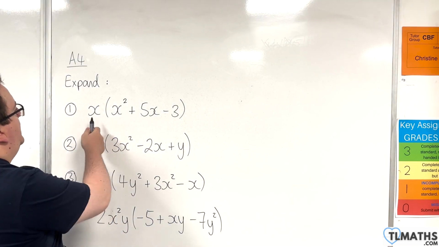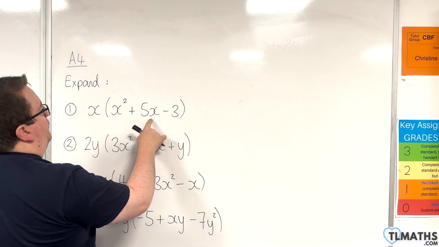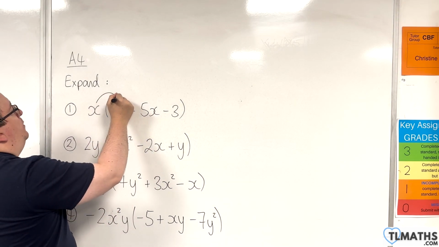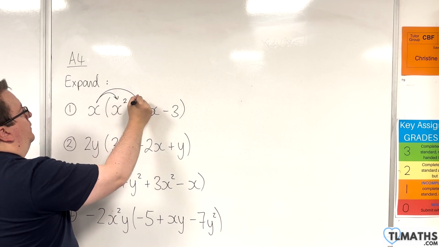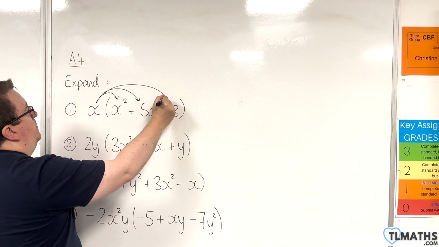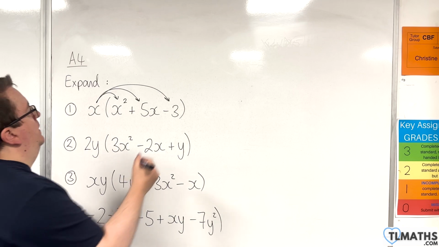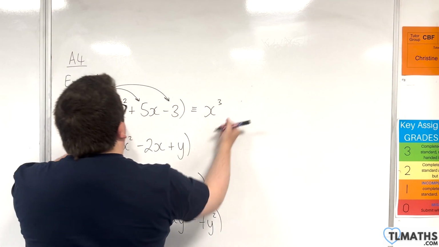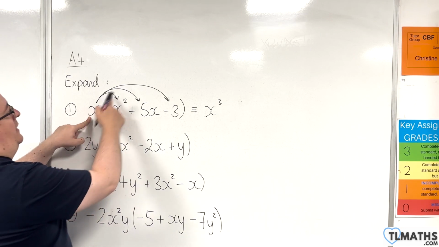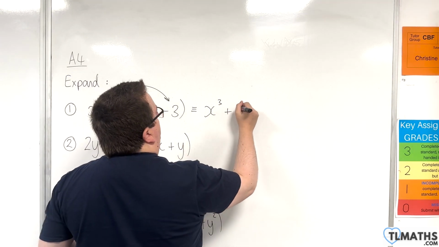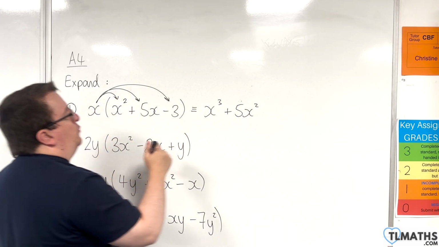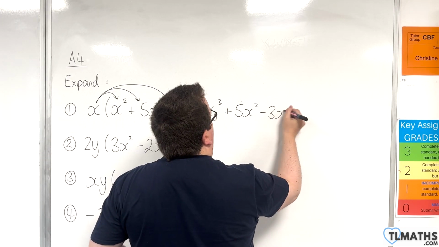We have x on the outside, and then we have x squared plus 5x take away 3 on the inside. So the x needs to multiply with the x squared, the 5x, and the minus 3. So we'll have x times x squared, which is x cubed. We have x times 5x, which is 5x squared. And then x times minus 3, which is minus 3x.